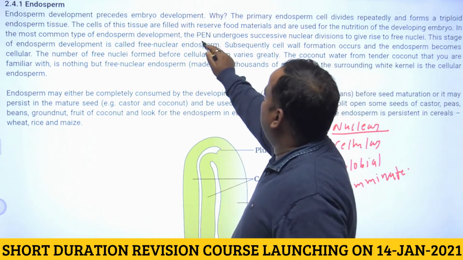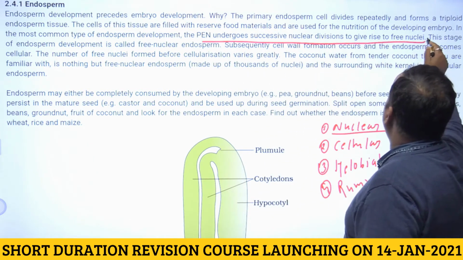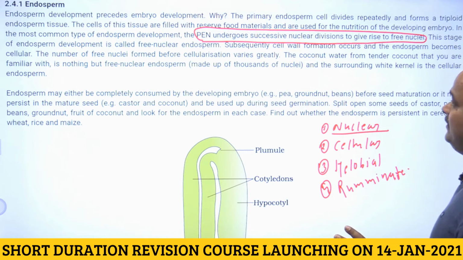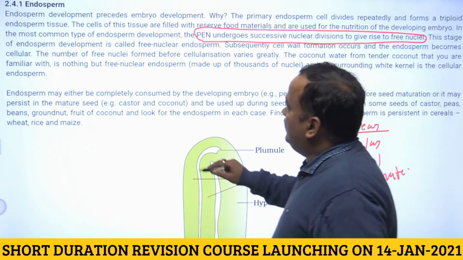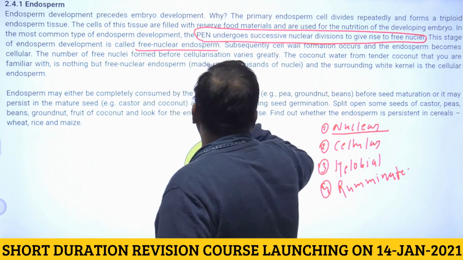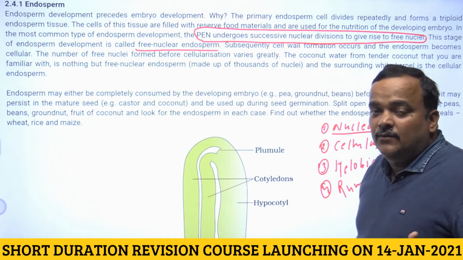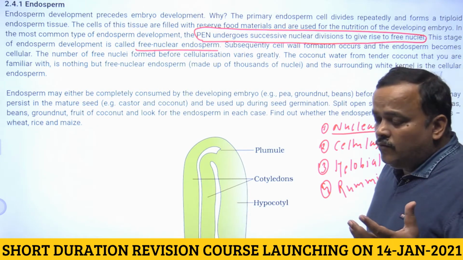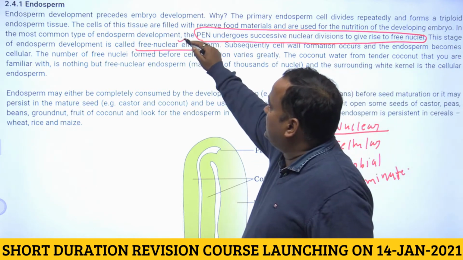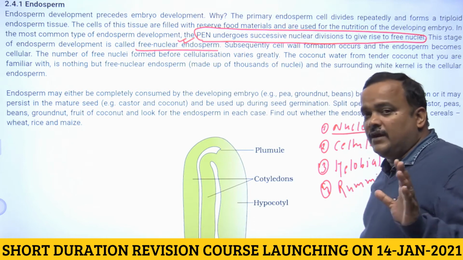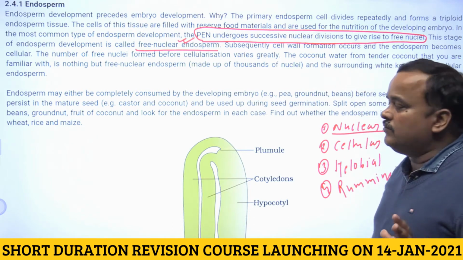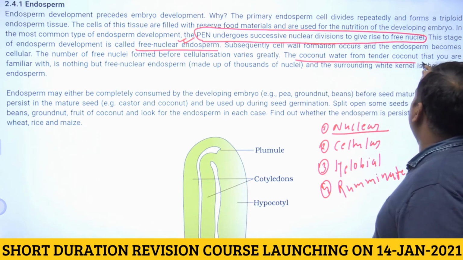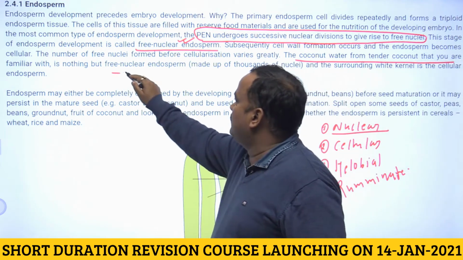Now, in nuclear endosperm, what happens? The primary endosperm nucleus undergoes successive nuclear divisions, giving rise to free nuclei. That means here karyokinesis is not followed by cytokinesis. So, there is development of free nuclear endosperm, and after that there is formation of cross walls. In case of coconut, coconut water is nothing but free nuclear endosperm. Many times questions have been asked from this part. The coconut water from the tender coconut that you are familiar with is nothing but free nuclear endosperm.